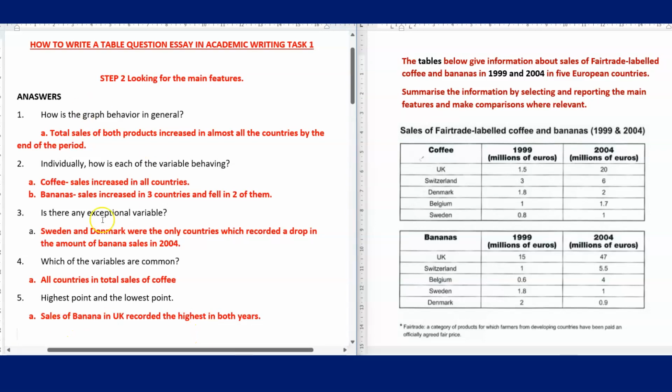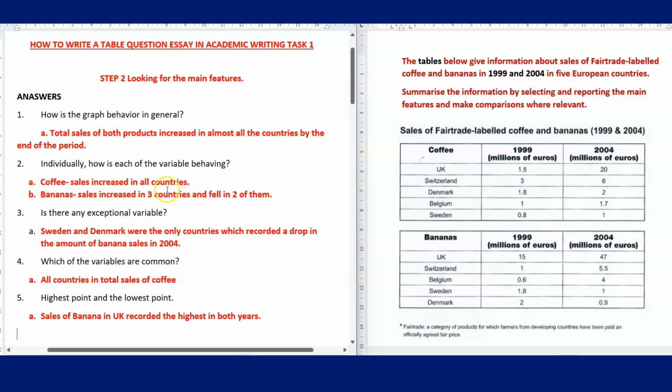So now we've been able to get all these points down, and we'll be using this to write down our 2 main features. You can get maybe about 3 of them, but because we just have coffee and banana, we can just get 2 major features out of this. So we can group them under coffee and banana, or depending on what we think. We know we have got a lot.